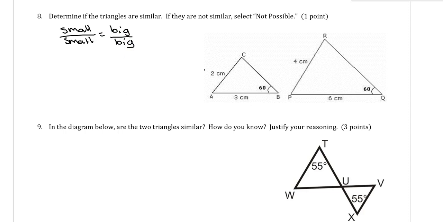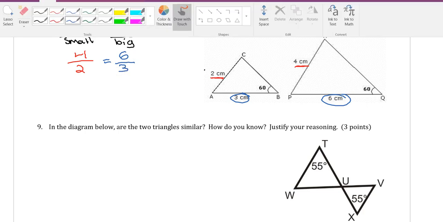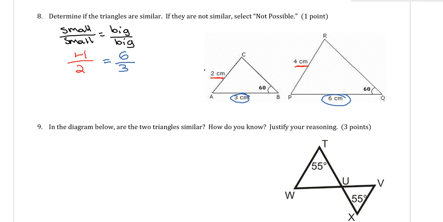So, my smallest side in this one is 4 over 2 is my smaller side here. My biggest side here is 6. Here is 3. So 4 divided by 2 is 2. 6 divided by 3 is 2. Great. My sides work out.